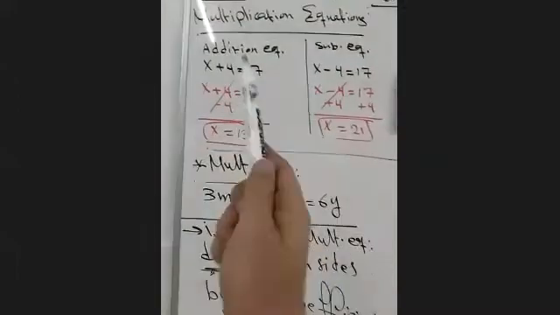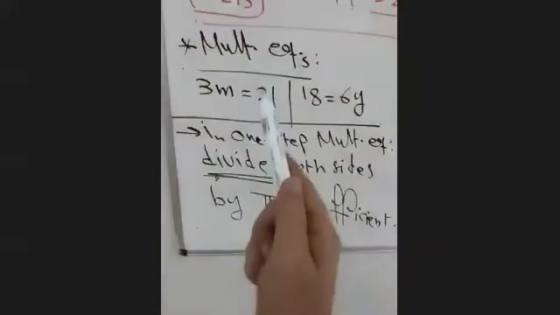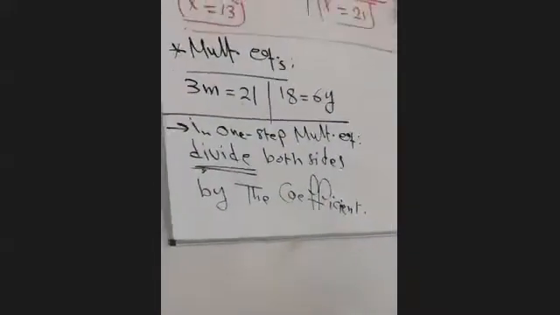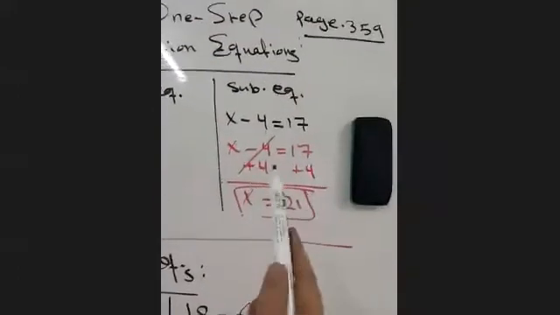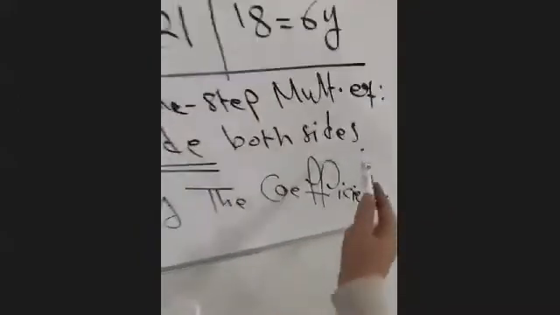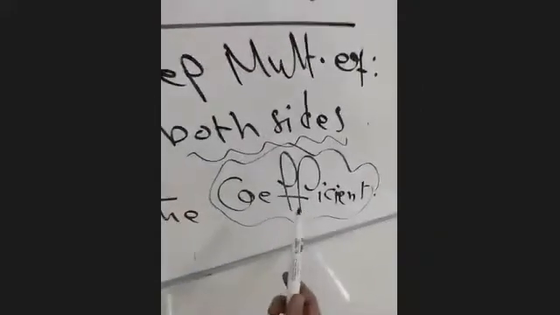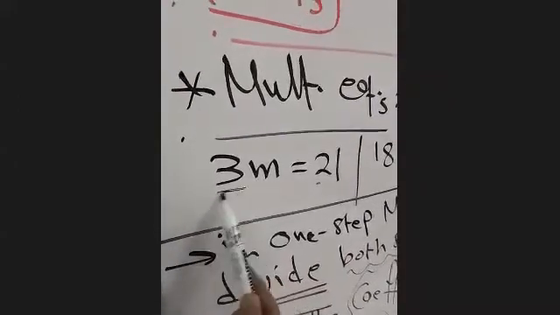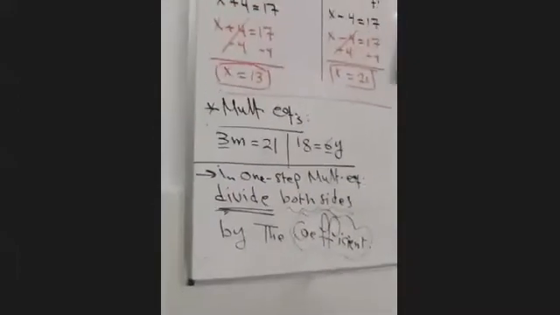So in addition, we subtract. In subtraction, we add. In multiplication, we divide. Here, we subtract the connected number. We add the connected number. Here, we divide both sides. It's important: both sides by the coefficient. What is the coefficient? The coefficient is the number which is multiplied by the variable. Here, the coefficient is 3. Here, the coefficient is 6.